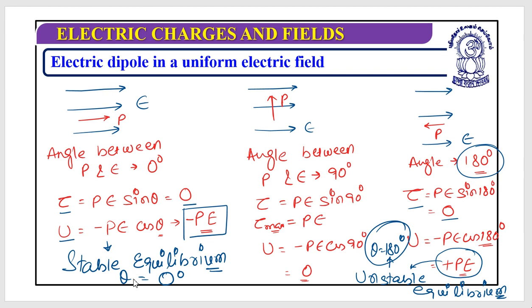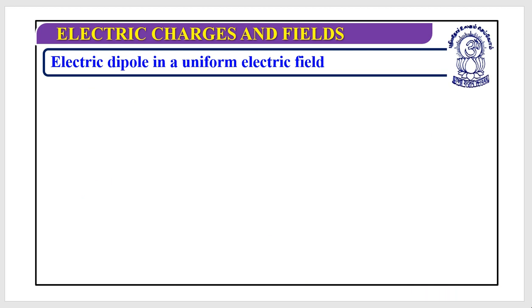Do remember this. Stable equilibrium when theta is 0 degree, and unstable equilibrium when theta is 180 degree. So everything is clear. We have discussed the torque, and we have discussed the work done or the potential energy stored. Now let's go through the numericals of these situations. Let's take the first question.